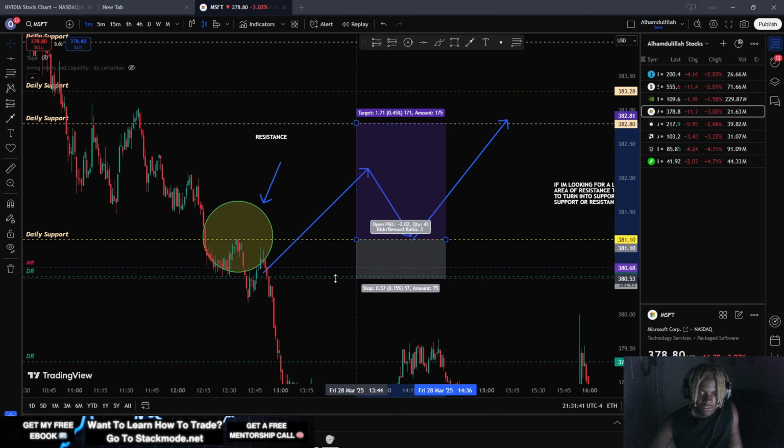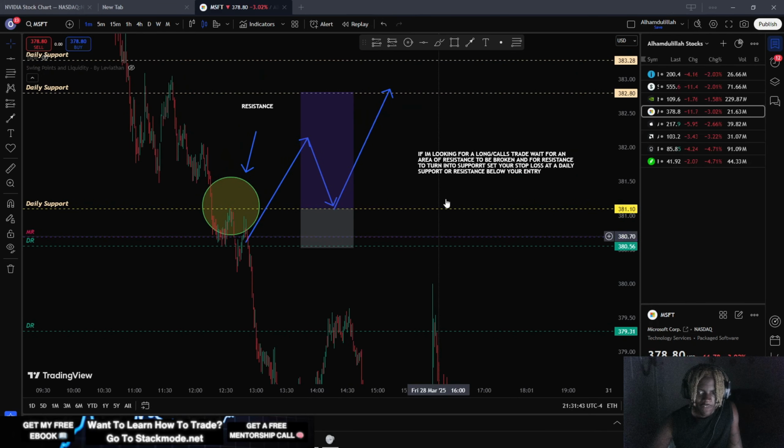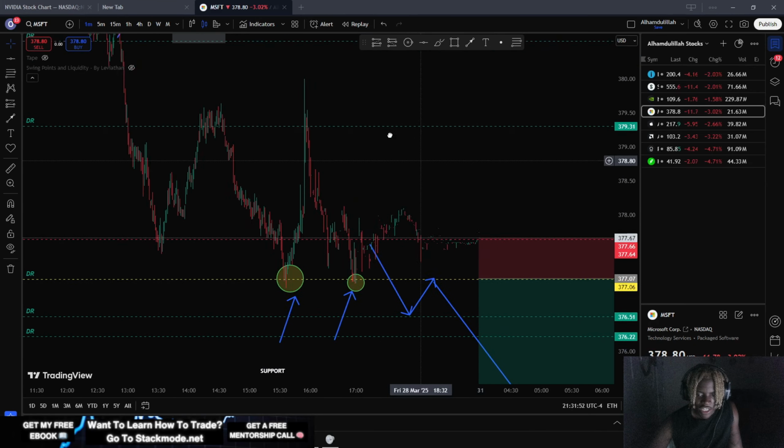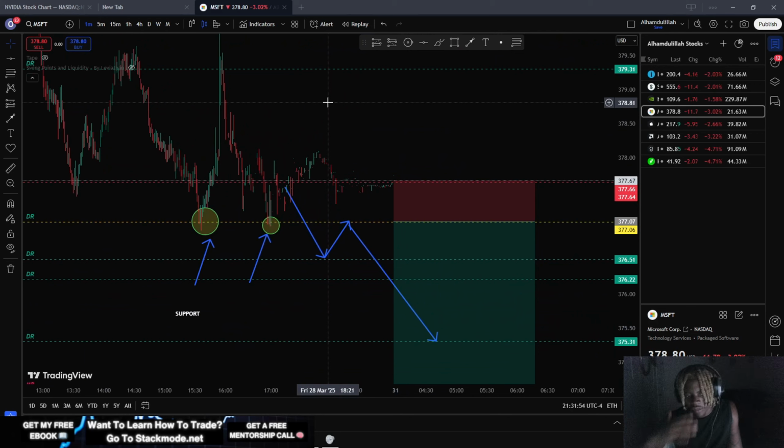Alright. So when I'm looking for a long trade, I'm waiting for an area of resistance to be broken. I'm waiting for price to get above it, come back down, and then go back up. When I'm looking for a short trade, I'm waiting for price to get below an area of support, come back up, and then take it back down.